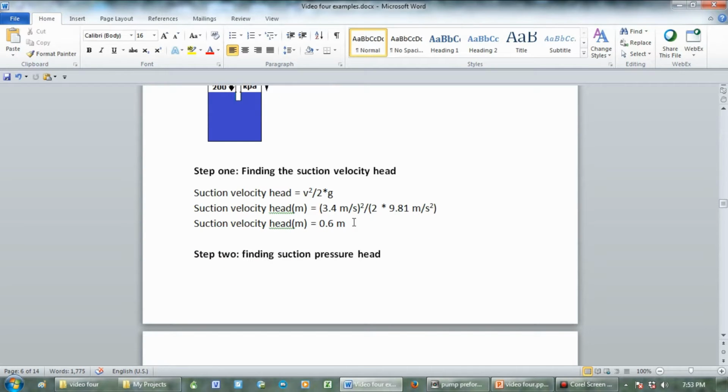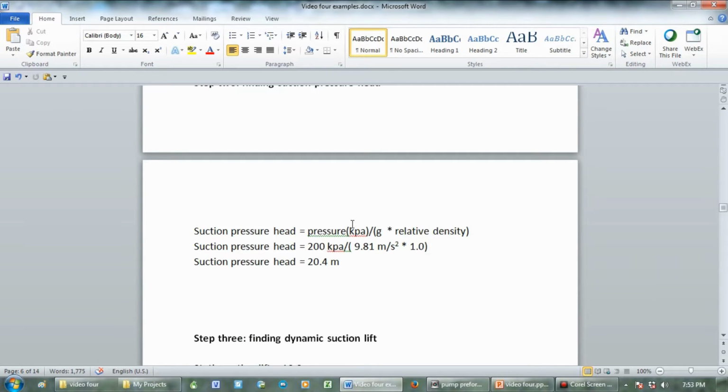Step 2, finding the suction pressure head. Suction pressure head equals our pressure in kPa divided by g times the relative density. Suction pressure head equals 200 kPa divided by 9.81 meters per second squared times the relative density of 1.0. So our suction pressure head is 20.4 meters.